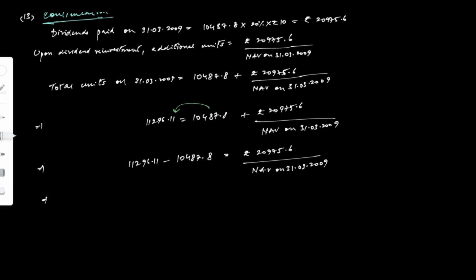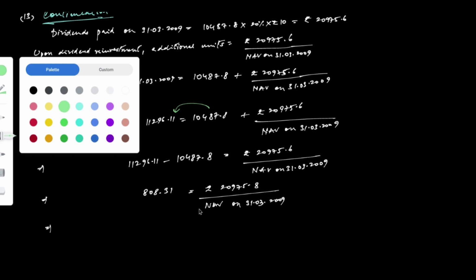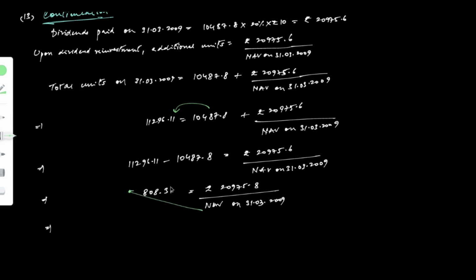So what is 11,296.11 minus 10,487.8? It is 808.31. 808.31 is equal to rupees 20,975.6 by NAV on 31/03/2009. Therefore, this will go here and this will come here, right?